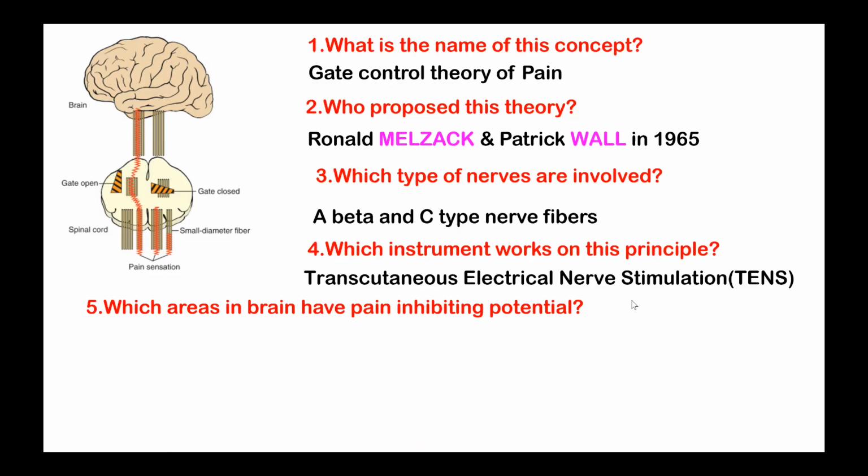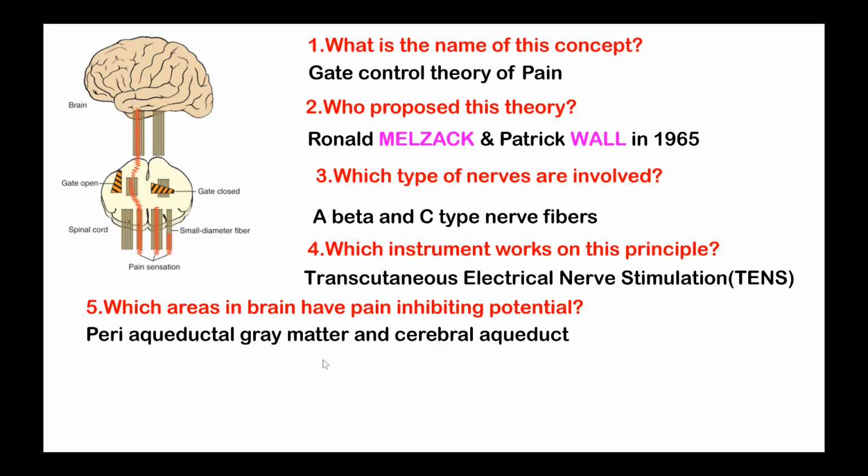Which areas in the brain have pain inhibiting potential? Locus ceruleus, nucleus raphe magnus, periaqueductal gray matter and the cerebral aqueduct. These are the two areas which are important for inhibiting or modulating the pain.